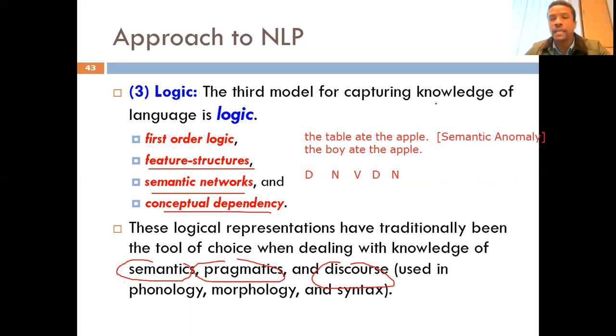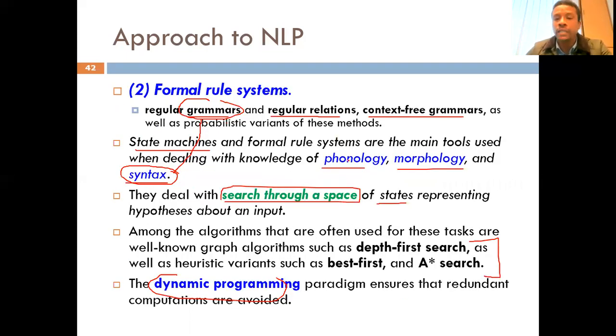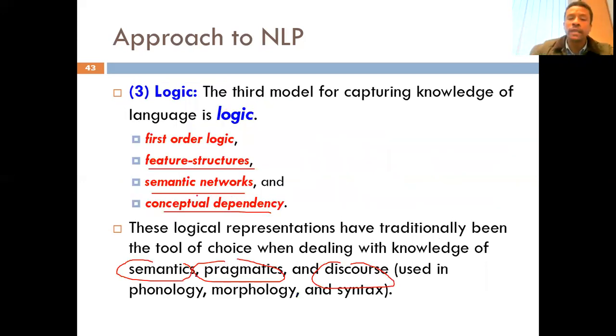So please pay attention to these different categories of method that we have. When it comes to grammar, syntax, and morphology, we use finite state models and formal rule systems, because this type of knowledge of a language, like phonology, morphology, and syntax, is more governed by formal rules and transition from one sequence to the other. Whereas when it comes to semantics, pragmatics, and discourse, we dwell more on logic, which shows some kind of dependency, some kind of relationship between constructs of the language.